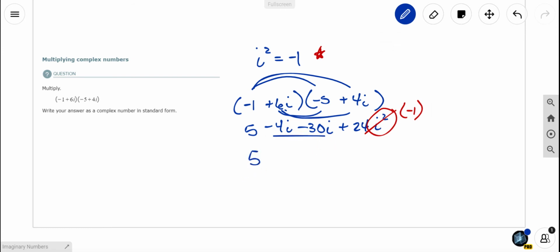I'm going to add these two together, the imaginary, minus 34i, and then we're going to go minus 24. See, because the i squared is going to make it a negative 1. And then we combine our reals: negative 19 plus 34i. All right, next.